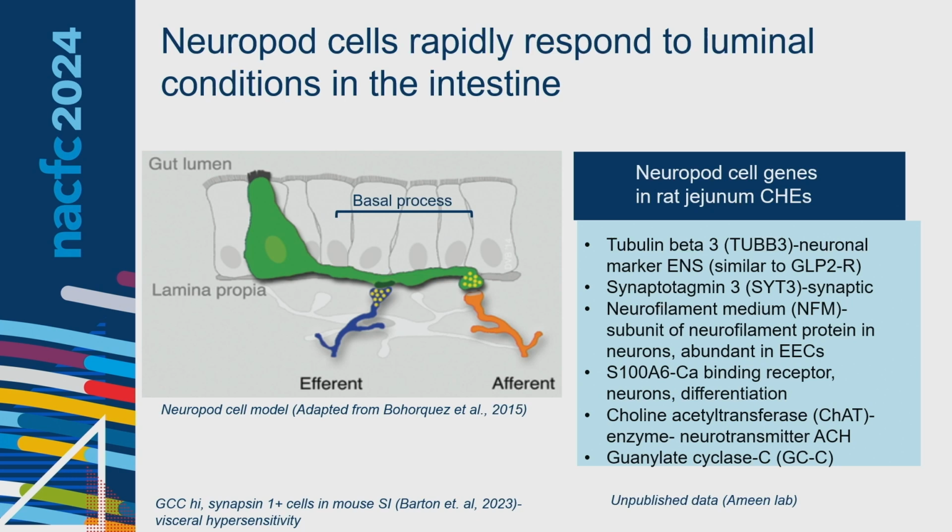A recent study in 2023 identified neuropod cells in the mouse small intestine enriched in GCC, and those cells have been shown to be important in cyclic GMP-mediated visceral hypersensitivity that's important in IBS.